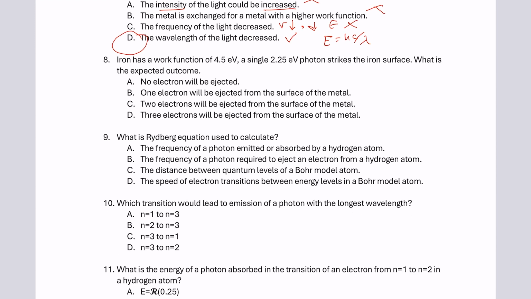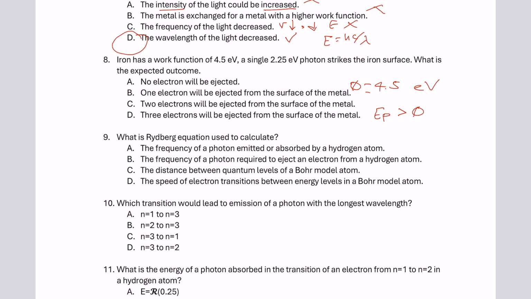Problem 8 says, iron has a work function of 4.5 electron volts. A single 2.25 electron volt photon strikes the iron surface. What is the expected outcome? The key principle from the photoelectric effect states that if the energy of the photon exceeds the work function, then an electron will be ejected. And any excess energy is going to be converted into kinetic energy of that ejected electron.